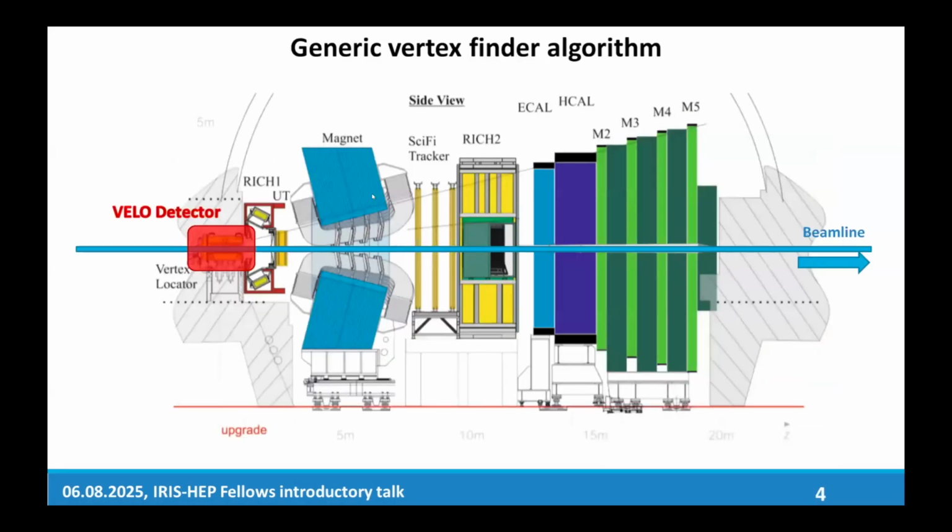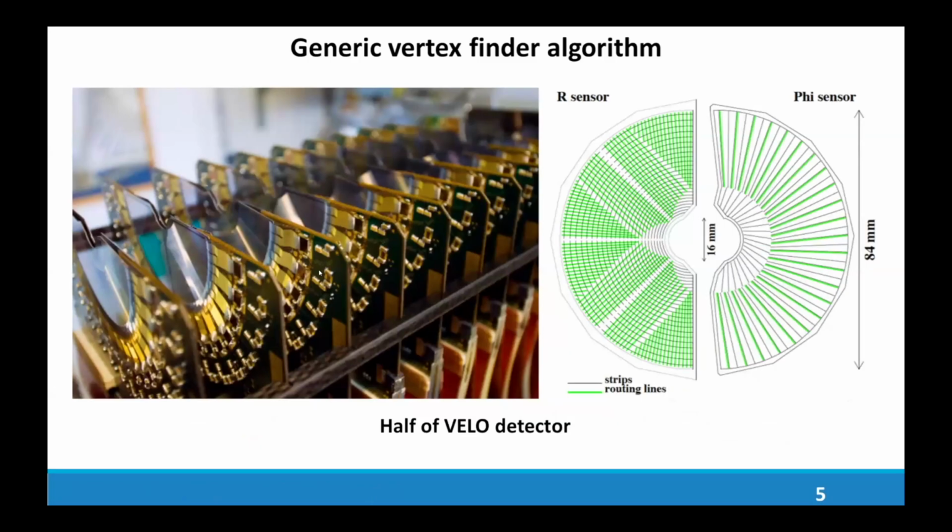Okay, there you can see the design of the LHCb. And now we are interested in the first detector. It's the VELO detector. There is a figure showing the design of half of the VELO detector. There you can see the 21 modules, each consisting of 2 sensors, measuring the azimuthal and radial coordinates, and the z coordinate is determined as the position of the modules.